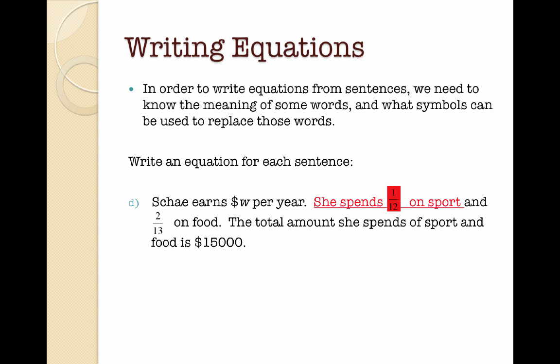Let's say she spends 1/12 of her income on sport. That is 1/12 of the W dollars that she earns in that year. So 1/12 times W. That's what she spends on sport. She spends 2/13 on food. So we're going to add on 2/13 lots of the amount that she earns in the year. The total amount, which means equals, is going to be $15,000. And so we get equals 15,000.